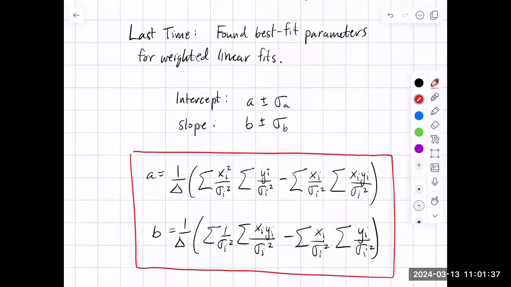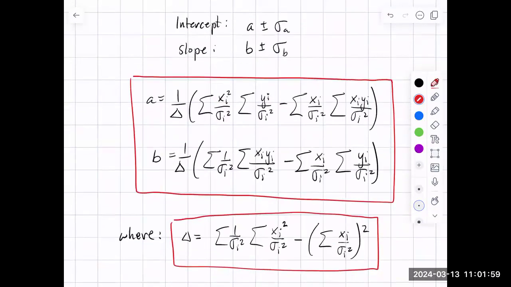So the things that we've been working on is trying to find out how to determine the best intercept and slope of a straight line that goes through a linear set of data. And so we calculated this. If you measure xi and yi plus or minus sigma i, then we know everything in here and we can just calculate exactly what the best intercept and slope are. That little parameter delta is also determined by the measurements.